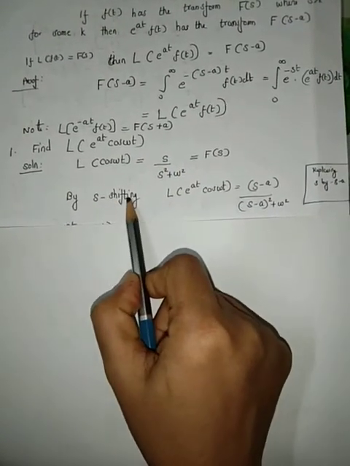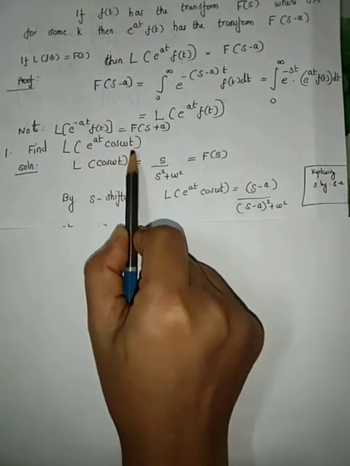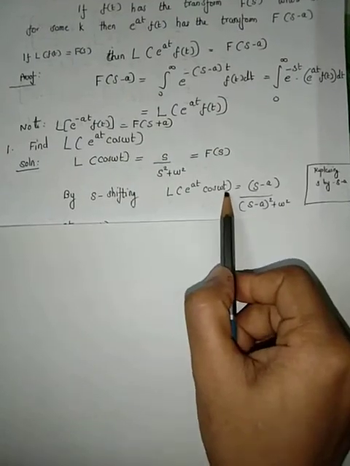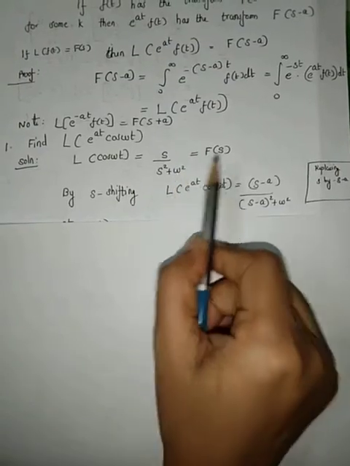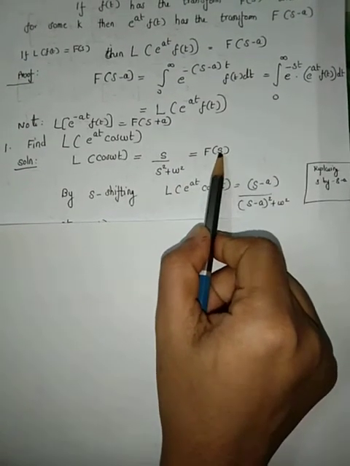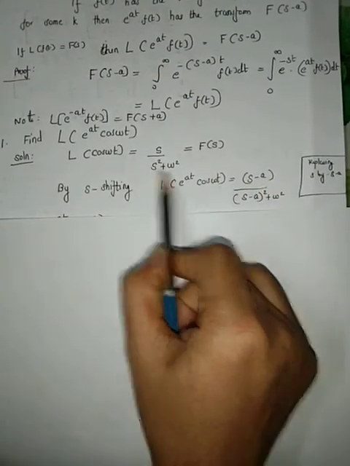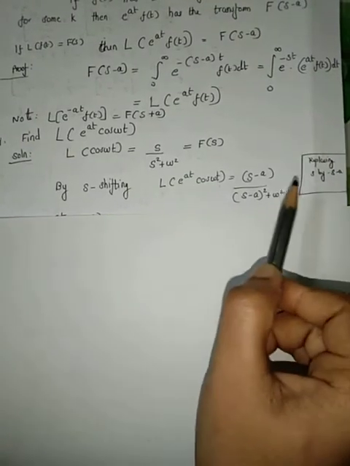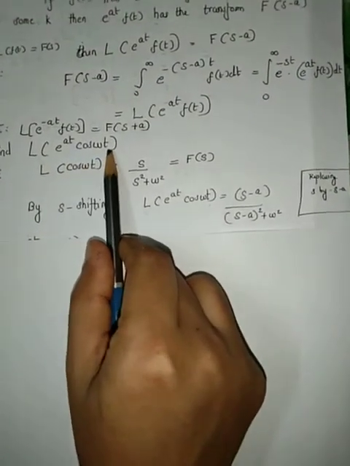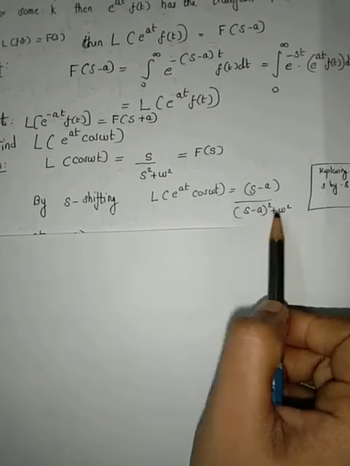Therefore, using the shifting theorem, L{e^(at) f(t)}, that is L{e^(at) cos wt}, is equal to F(s - a). Here F(s) is s by s square plus w square. Therefore, F(s - a) means replace s by s - a. That is, s is replaced by s - a, and s square is replaced by (s - a) whole square plus w square. Therefore, the Laplace transform of e^(at) cos wt is (s - a) divided by (s - a) whole square plus w square.